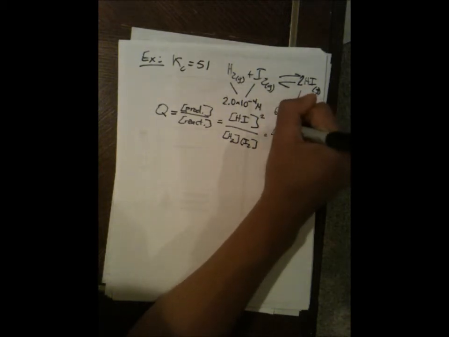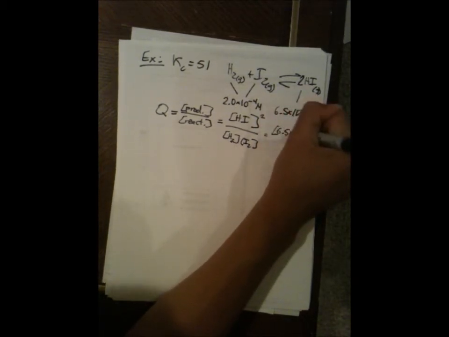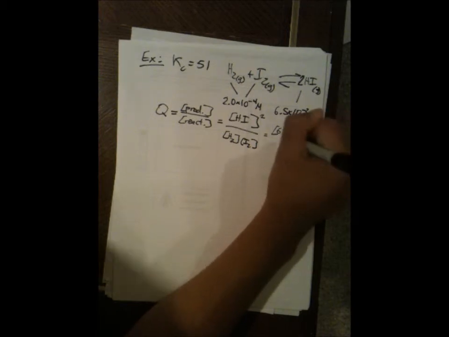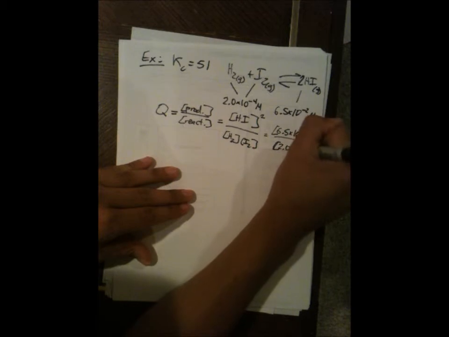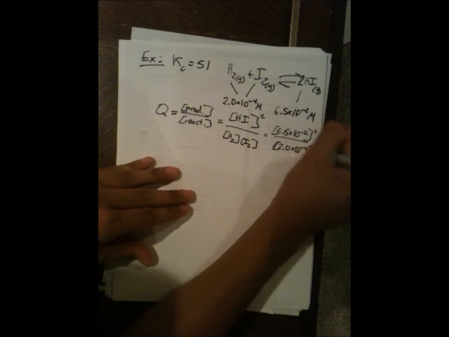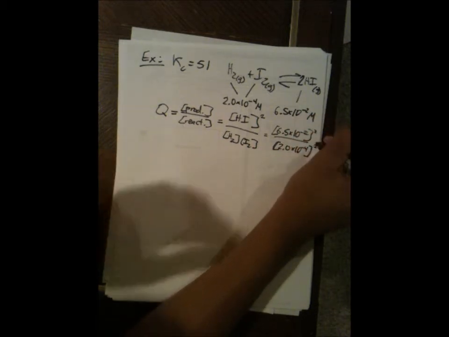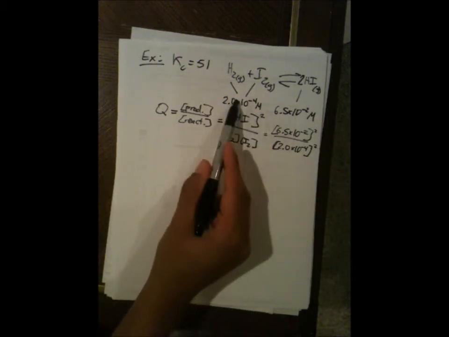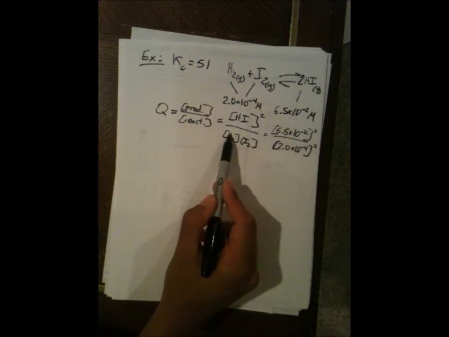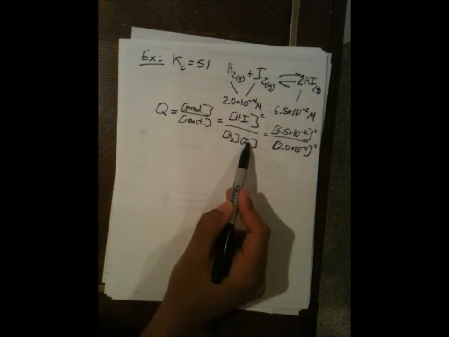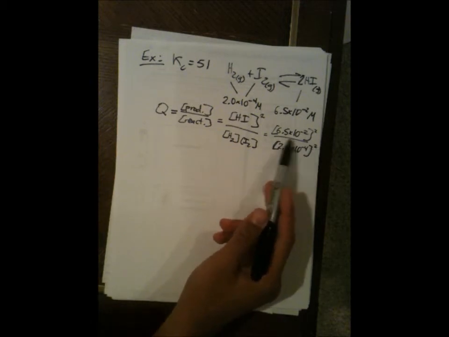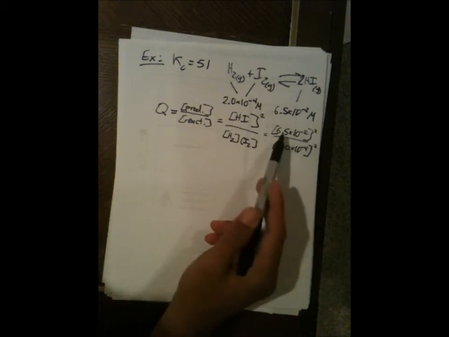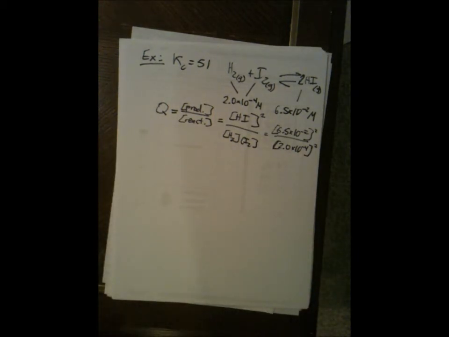That's going to equal 6.5 times 10 to the negative second squared over 2.0 times 10 to the negative fourth squared. And I did that because these are the same, so you're multiplying 2.0 times 10 to the negative fourth times 2.0 times 10 to the negative fourth, so you're just squaring it essentially. Don't think of this as a coefficient. I'm just multiplying the same thing twice, so it's squared.